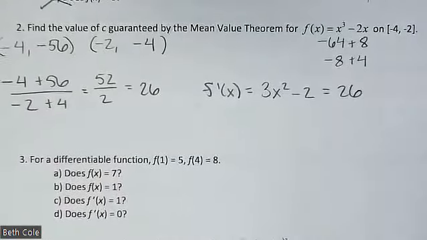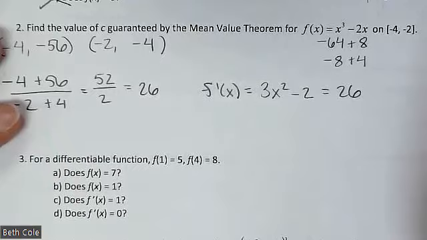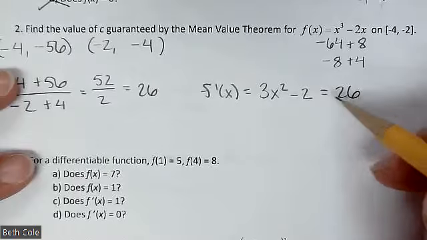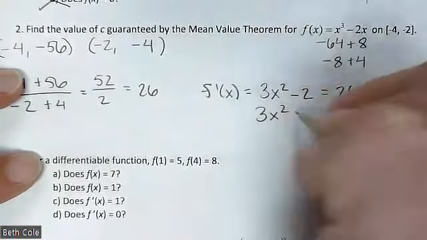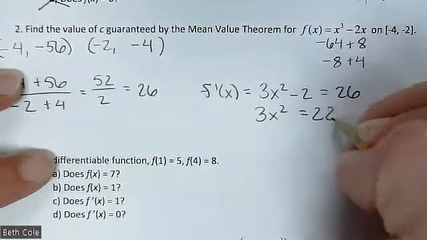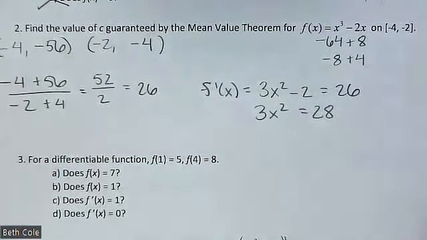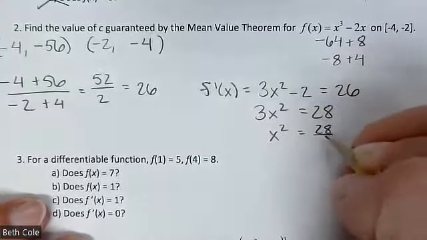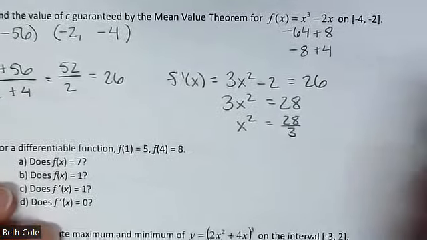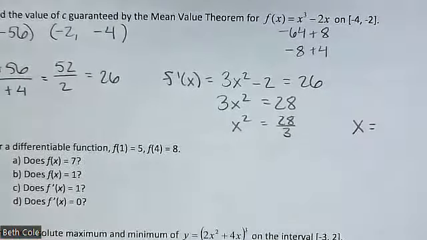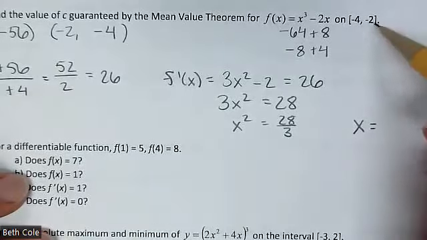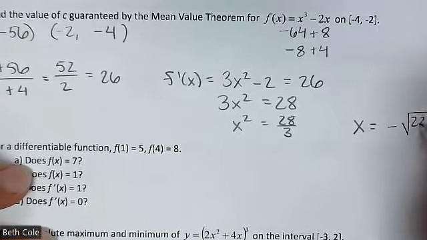All right, so what next? Welcome back to algebra. I would do +2. So you would get 3x squared equals 28. Then what? All right, divide by 3. 28 will not divide by 3, so I'm just gonna leave it as 28 over 3. And then square root. Now, usually you put what in front of a square root? Plus or minus, but look at your interval. It's only gonna be the negative one. So negative square root of 28/3.